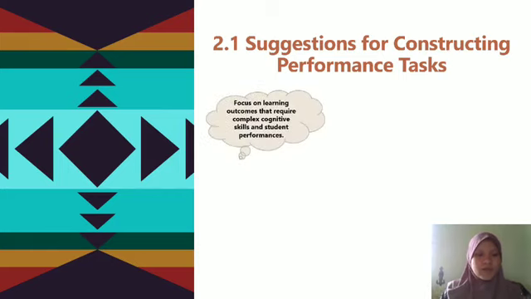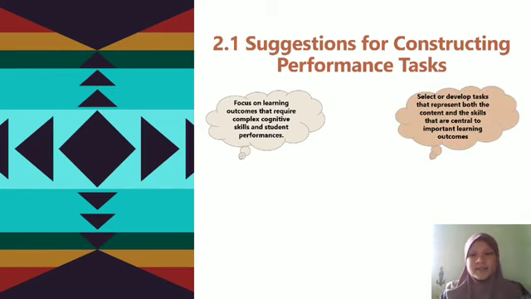So one of his suggestions, number one, focus on learning outcomes that require complex cognitive skills and student performance. This means tasks need to be developed or selected in the light of important learning outcomes. Second, select or develop tasks that represent both the content and the skills that are central to the important learning outcomes. Meaning, it is important to specify the range of content and resources students can use in performing tasks.